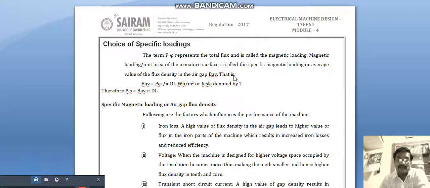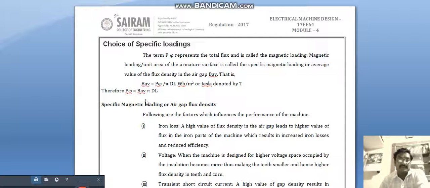It is called the average value of the flux density in the air gap, BAV. BAV is the average flux density. So BAV is equal to V pi by pi dl, Webers per meter square or Tesla. Therefore, P pi is equal to BAV pi dl.